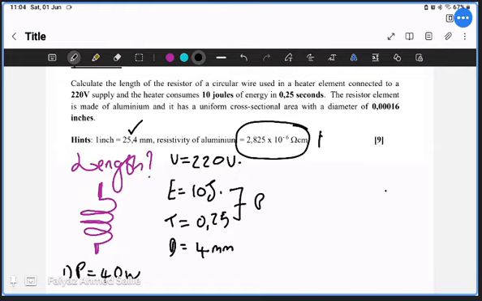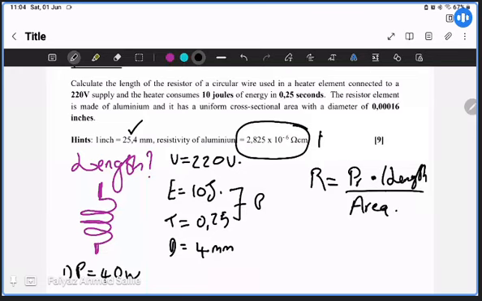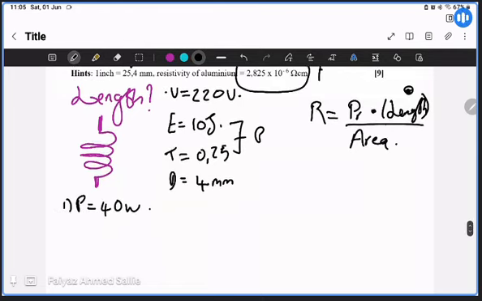So what are they asking us? They're asking us for the length, and we know that the resistance of the wire is equal to the resistivity multiplied by the length over area. So they want us to find the length. Okay. So we have the power. We have the volts.